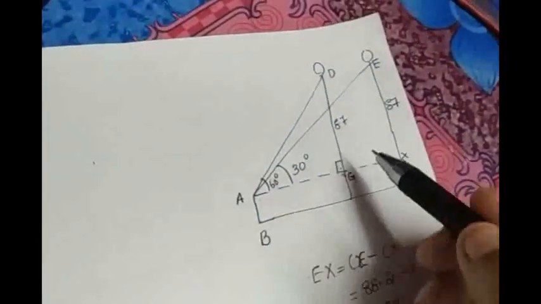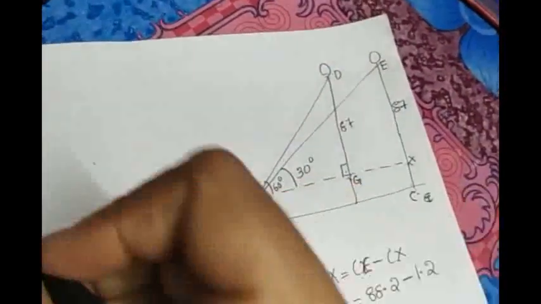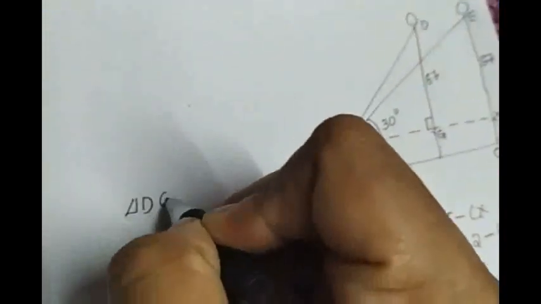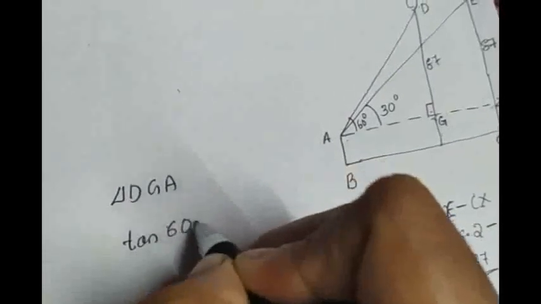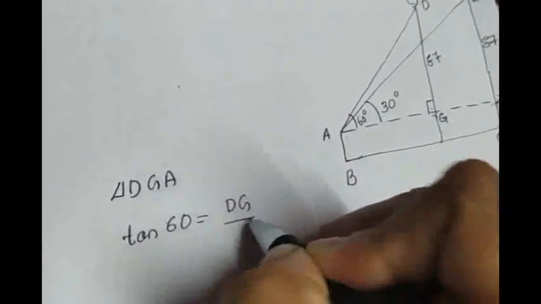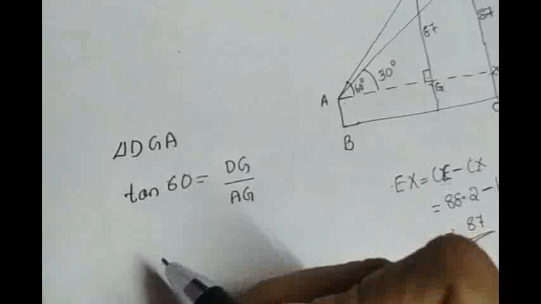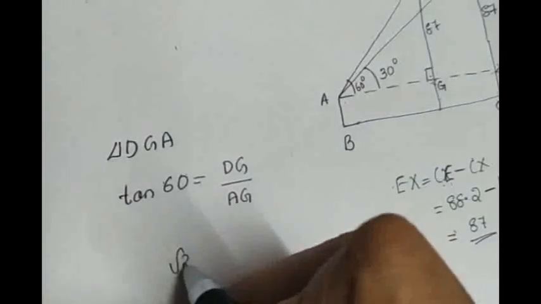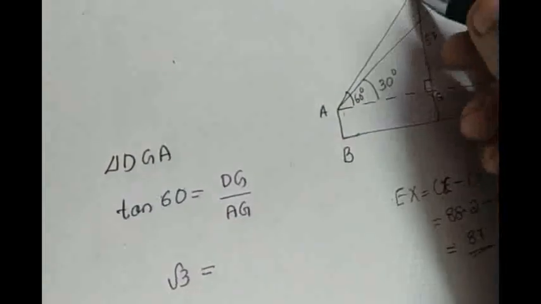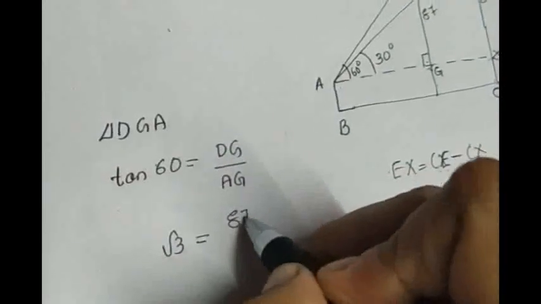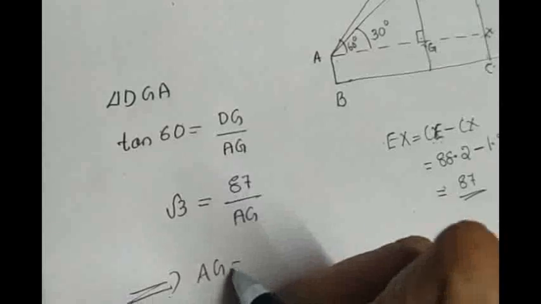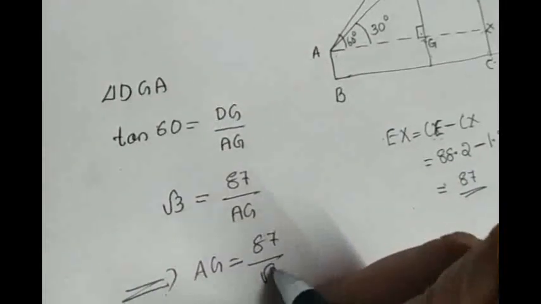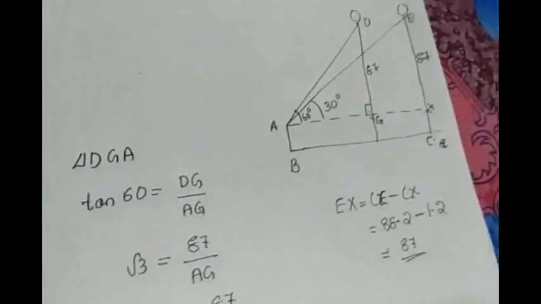Now come back to the triangle. Which triangle will we consider first? We will consider DGA. So in triangle DGA, take tan 60. Tan 60 is equal to the opposite side DG divided by AG. What is the value of tan 60? Root 3. Root 3 is equal to DG, we know the value as 87, divided by AG. From this, we are getting AG as 87 divided by root 3. Let it be there.